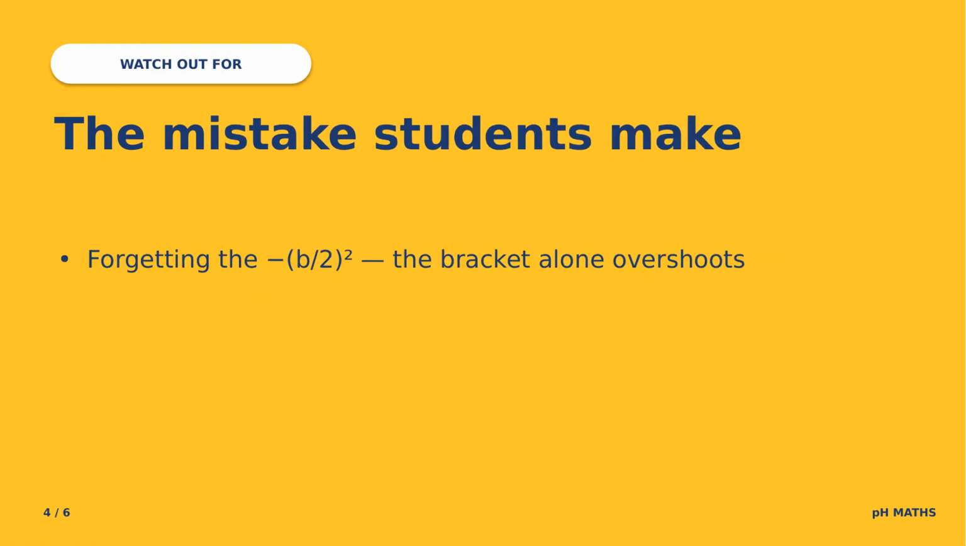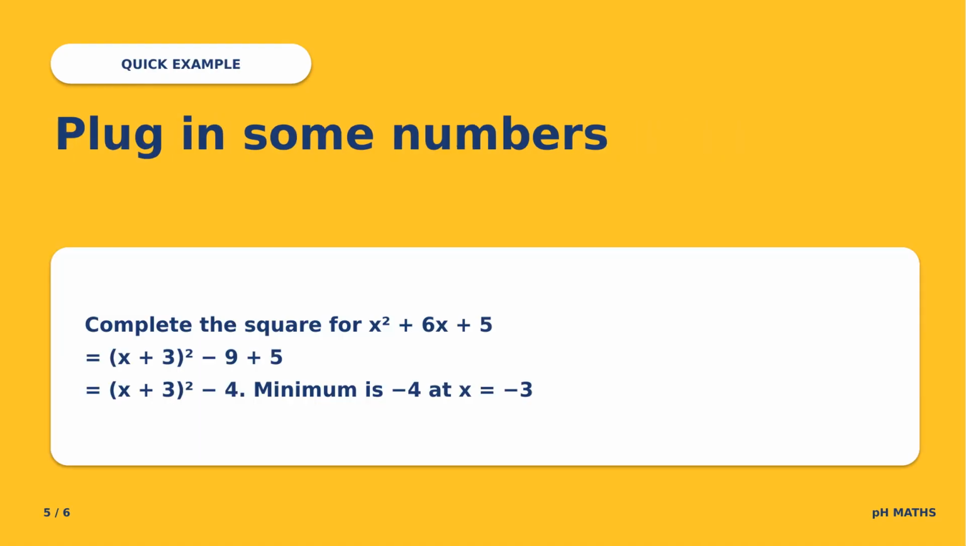Method: for x squared plus bx, the trick is to halve b, square the result, and subtract. So x squared plus 6x becomes (x plus 3) all squared minus 9. The plus 3 comes from halving the b. The minus 9 comes from squaring that plus 3. Then add whatever constant c was in the original. 3 steps, always.